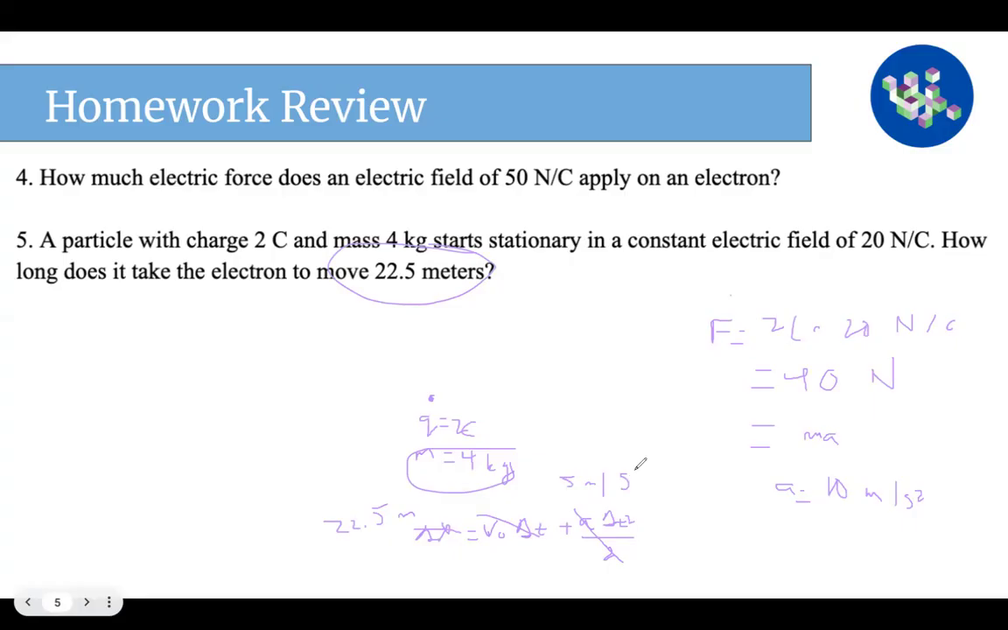So you just solve for delta t. Delta t squared would be 22.5 divided by 5, which is 4.5 seconds squared. So you'll get delta t equal to the square root of 4.5 seconds.